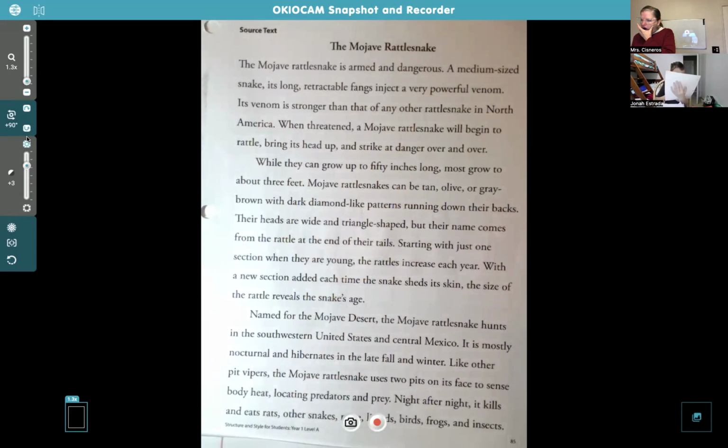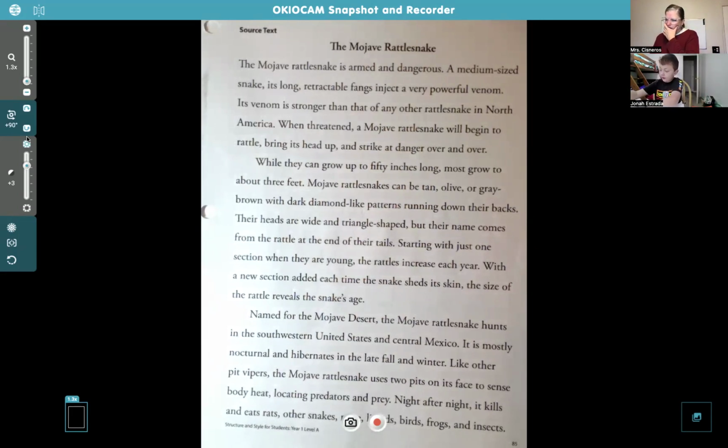Okay, so oh, name for the Mojave Desert. The Mojave rattlesnake hunts in the southwestern United States and central Mexico. Okay, good. That's a good one. And then you only have one more after that. What's the last one you underlined? Like other pit vipers, the Mojave rattlesnake uses two pits on its face to sense body heat, locating predators and prey. Nice. Okay. So let's go back to the one where it talks about where it's located.